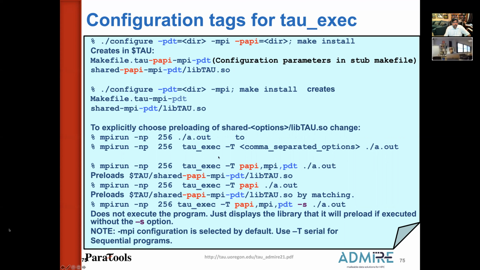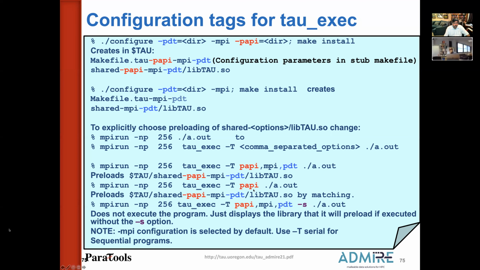Now, when I launch tau_exec, I can pick which configuration to choose by using the -T parameter. I showed you this example with the -T pthread. You can specify PAPI MPI PDT, and it will then pick this shared PAPI MPI PDT libtau.so to preload. Or if I choose just PAPI, it will still pick the same one because it expands. By default, MPI is used, and it finds the shortest name that matches the tags that are specified.